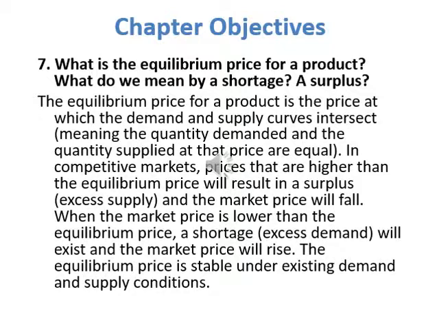Answer to number 7. The equilibrium price for a product is the price at which the demand and supply curves intersect, meaning the quantity demanded and the quantity supplied at that price are equal. In competitive markets, prices that are higher than the equilibrium price will result in a surplus, excess supply, and the market price will fall. When the market price is lower than the equilibrium price, a shortage, excess demand, will exist and the market price will rise.